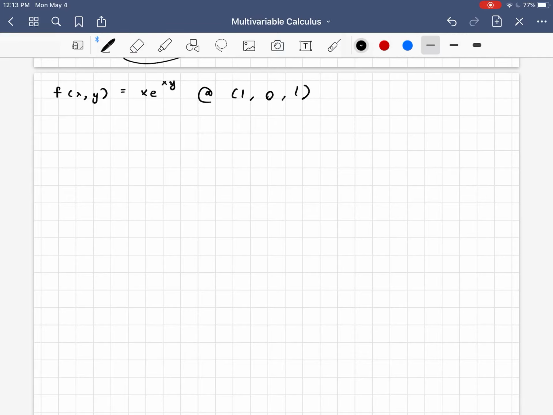Okay, so now what are we going to do here? Well, first we need to find our partial derivatives. So our partial derivative with respect to x, and we're going to need to use the product rule here, is going to be e to the x y plus x y e to the x y, and then we evaluate this at the point 1 comma 0, and that's going to give us 1.